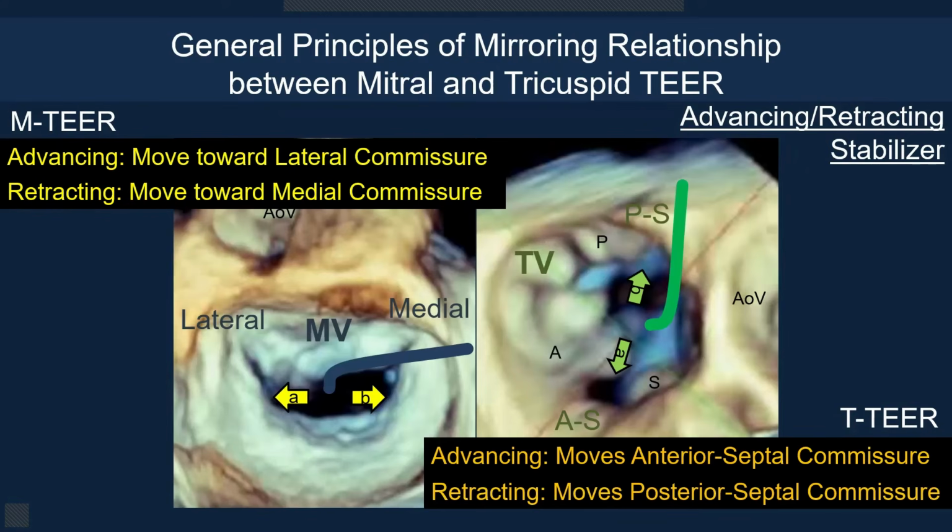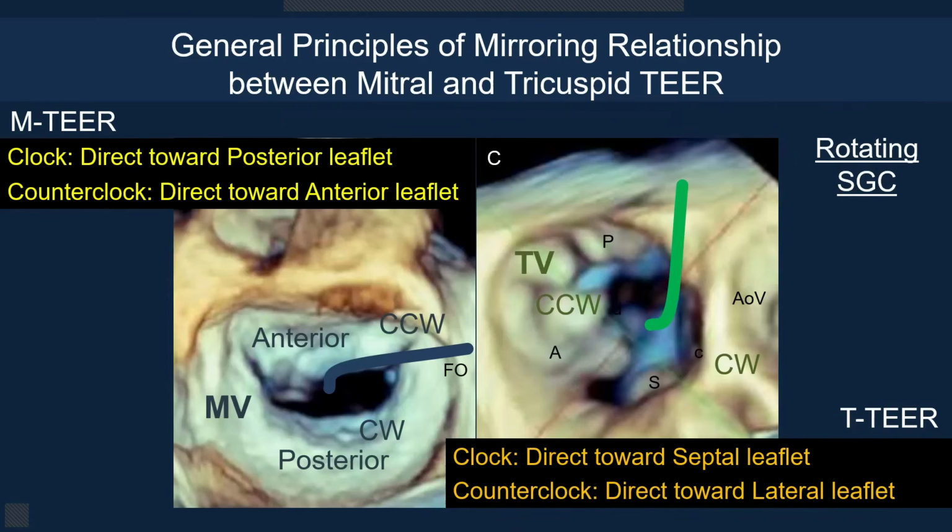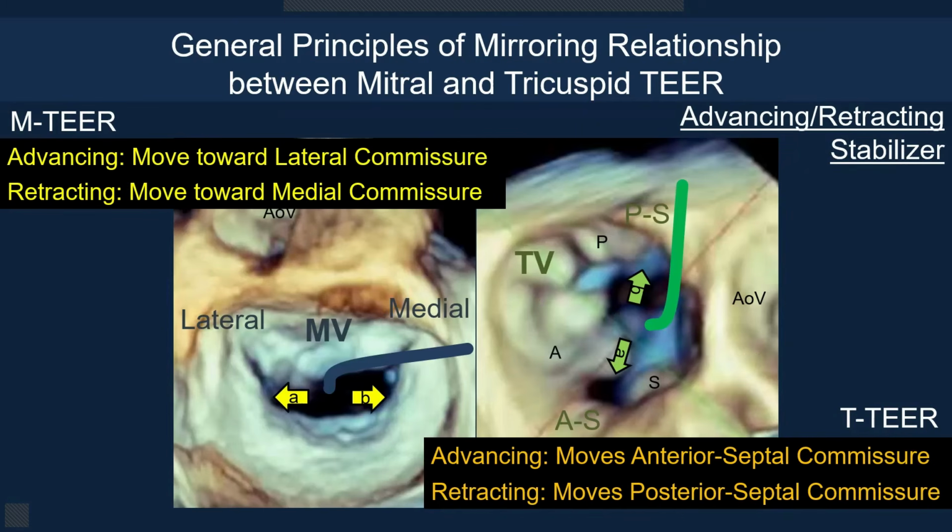This is a 3D en face view of both the mitral and tricuspid valves. You can see that as depicted in arrow A, advancing the system in the stabilizer moves towards the lateral commissure, and in arrow B moves in the opposite direction. In tricuspid, arrow A moves to the anterior septal commissure, and arrow B, retracting the stabilizer, goes to the posterior septal commissure.